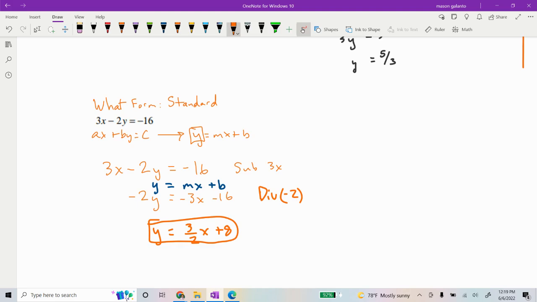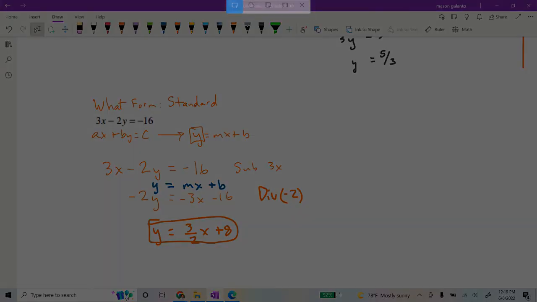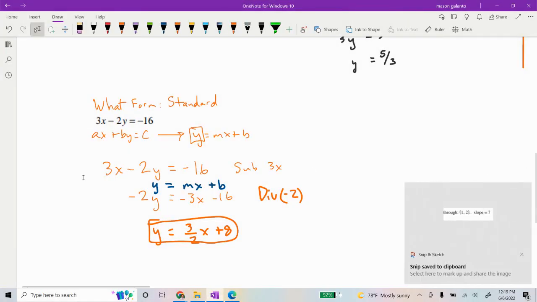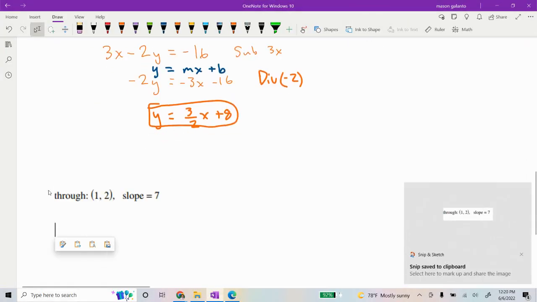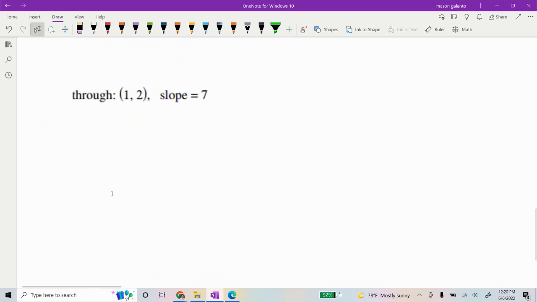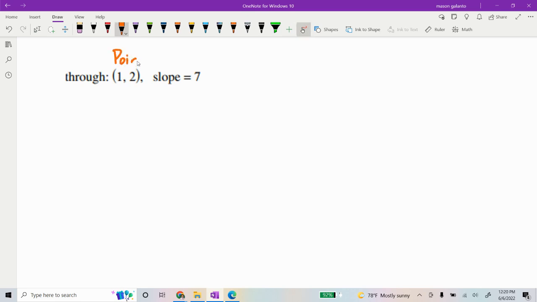The second type of problem we want to work on is given a point and a slope, we want to come up with the standard form of the equation. And again, here, the big things we want to focus on are what information are we given? Well, we are given a point that is not a y-intercept, and we're given the slope. Hence, the form is point-slope form.